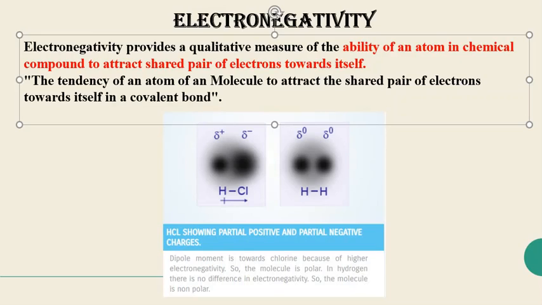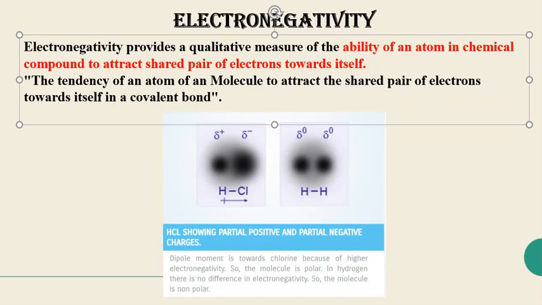Here you can see examples of two covalent molecules. The first one is HCl and the second one is H2. So here you can see that H and Cl both have different electronegativity and the electron cloud is more shifted towards the chlorine. So it shows that the Cl atom has more electronegativity because the electron cloud is more shifted towards the Cl atom. That's why it has a delta negative charge and the H has a delta positive charge, and it shows that as compared to Cl, the H is quite electropositive.